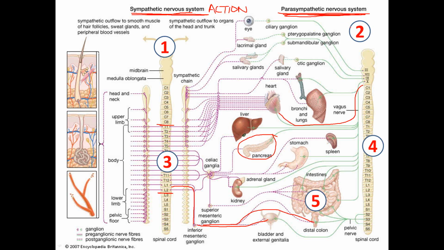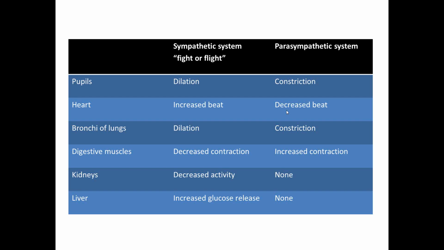Now the parasympathetic nervous system has roughly the opposite effects. So it acts to control the heart, slowing it down. Now we can see this better on the next slide.